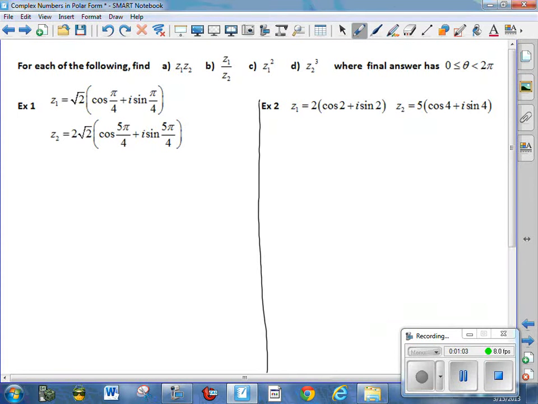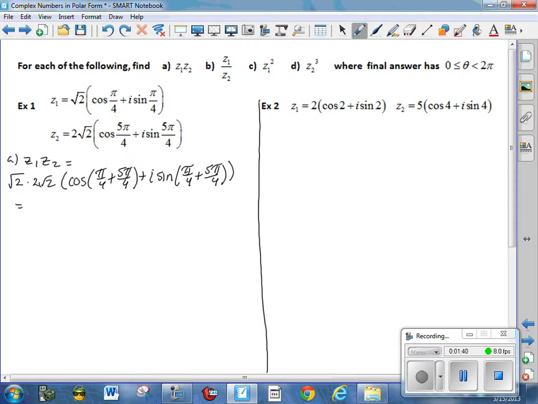Okay, example 1, part A, we're going to do z1 times z2. Recall that to do z1 times z2 we multiply the r's and add the angles. So this is going to equal, I think I'm going to have to put this on a separate line, the square root of 2 times 2 square root of 2 times cosine of pi over 4 plus 5 pi over 4 plus i sine of pi over 4 plus 5 pi over 4.